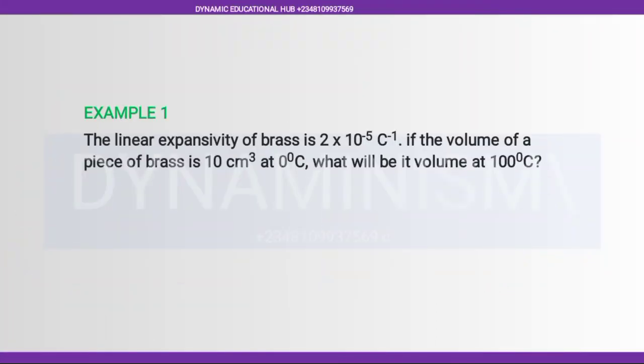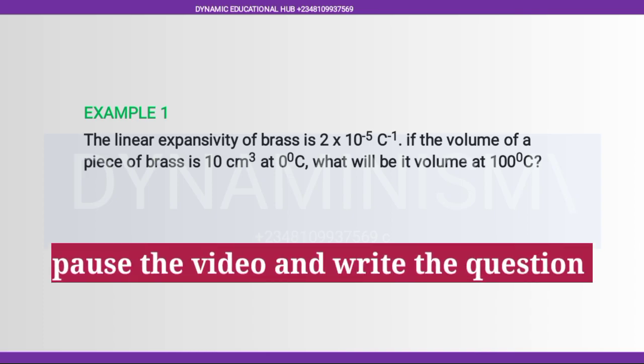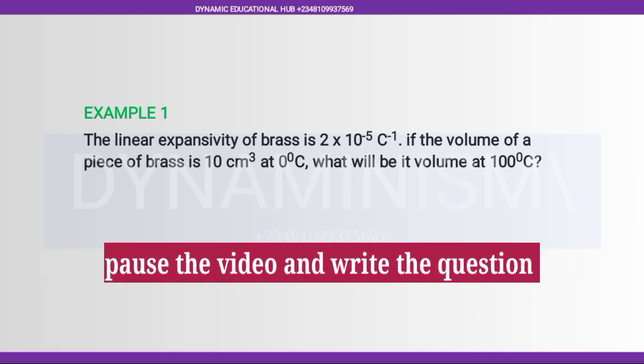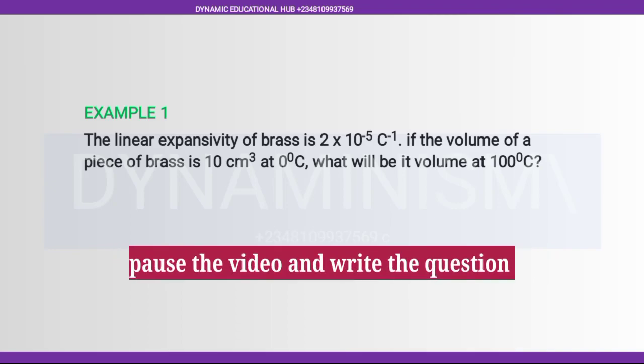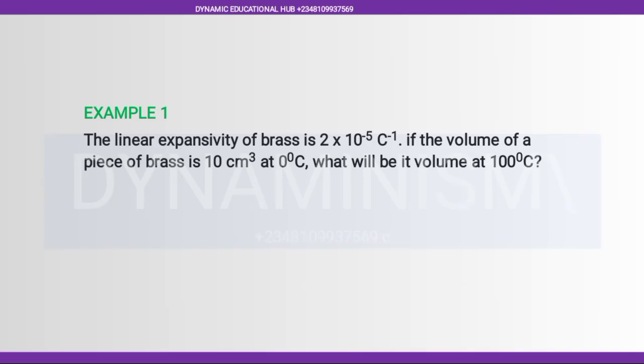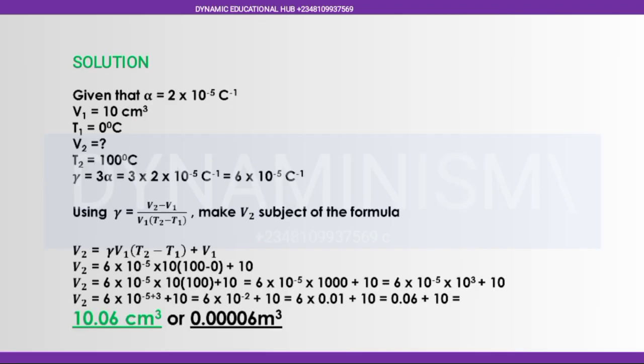Let's now start solving question. The linear expansivity of brass is 2 times 10 raised to the power minus 5. If the volume of a piece of brass is 10 centimeter cube at 0 degrees Celsius, what will be its volume at 100 degrees Celsius? So I want you to pause it and solve it. After solving it, let's look at the solution.